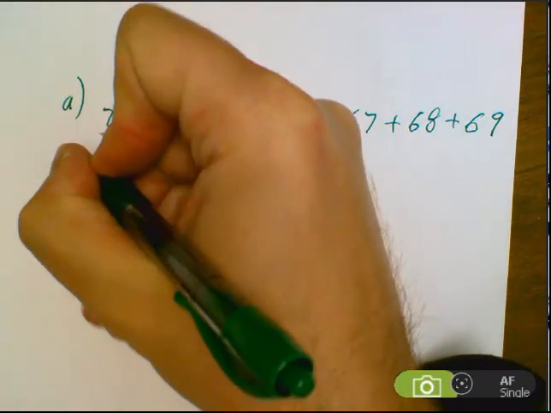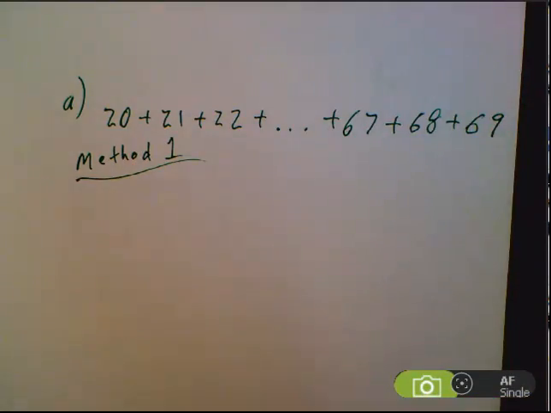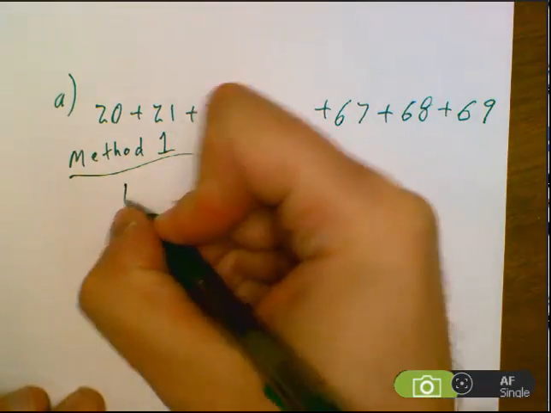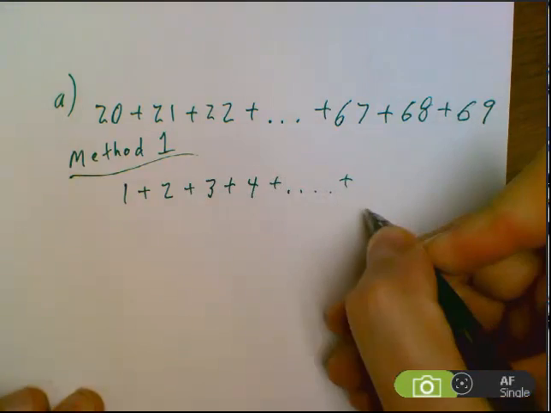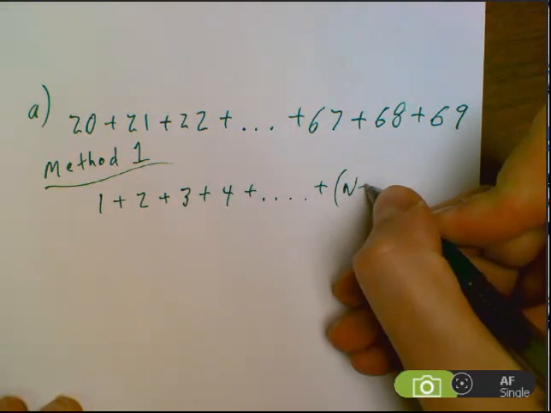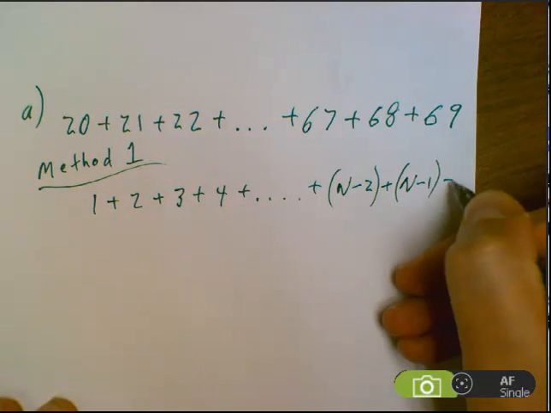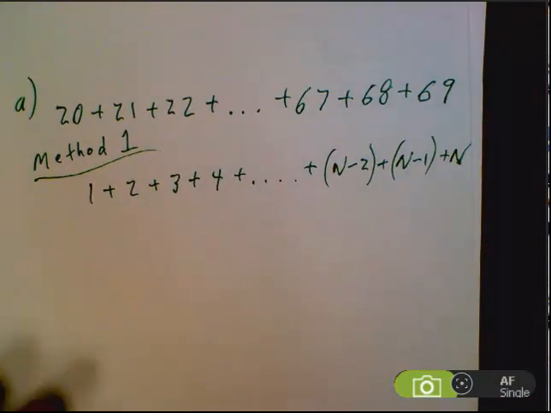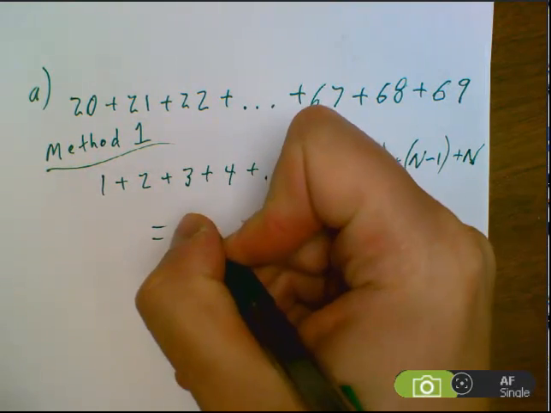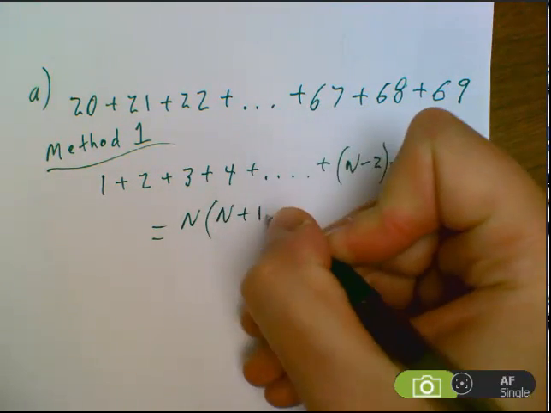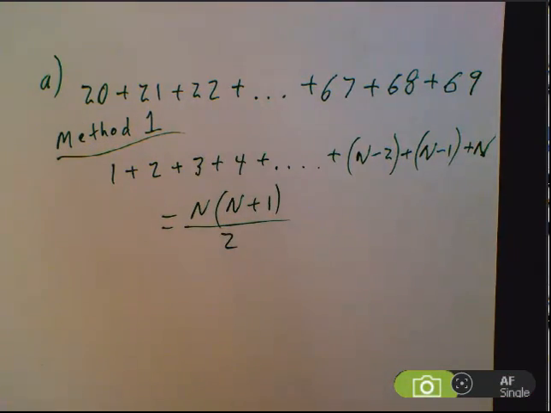I'm going to call this method 1. We've seen that if you have a sum of numbers, 1 plus 2 plus 3 plus 4 plus ... all the way up to n, so let's write n minus 2 plus n minus 1 plus n, where n could be any number, it's good for big numbers, that's equal to n times n plus 1 divided by 2. We showed that in class, and we showed a few different ways how that works.